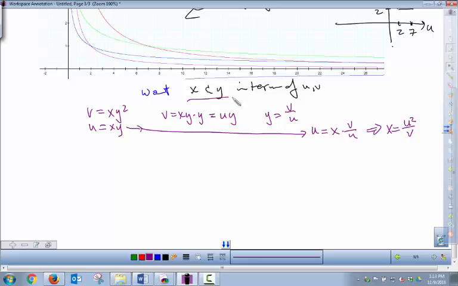Because we want to write a set of equations where we have x equals something and y equals something with u's and v's in it, so that we can do a Jacobian. Any way you can, you solve for x and y in terms of u's and v's. So here we got u squared over v and v over u.